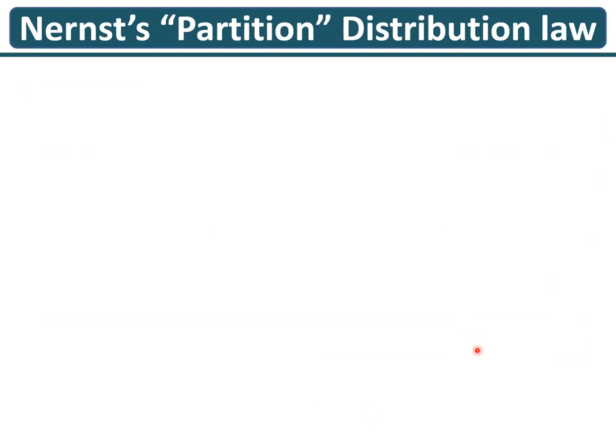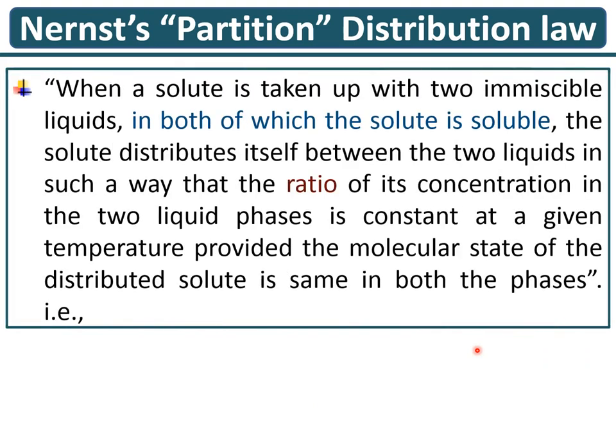So the Nernst partition distribution law states that when a solute is taken up with two immiscible liquids, in both of which the solute is soluble, the solute distributes itself between the two liquids in such a way that the ratio of its concentration in the two liquid phases is constant at a given temperature, provided that the molecular state of the distributed salt is the same in both the phases.